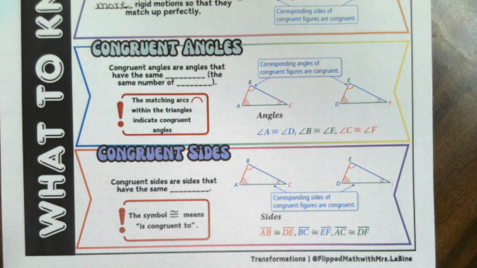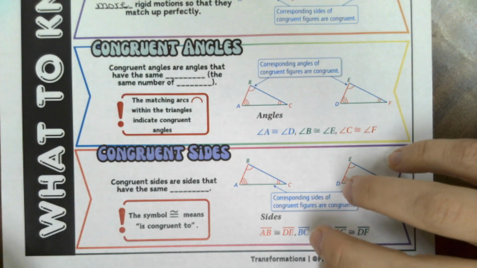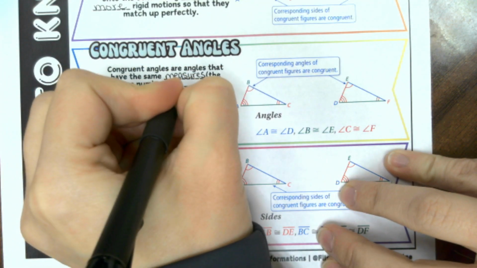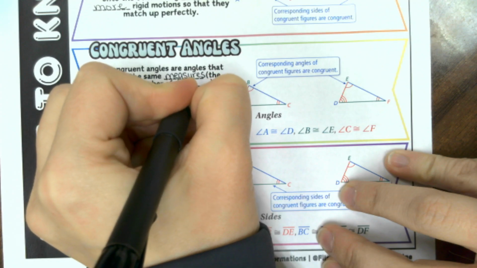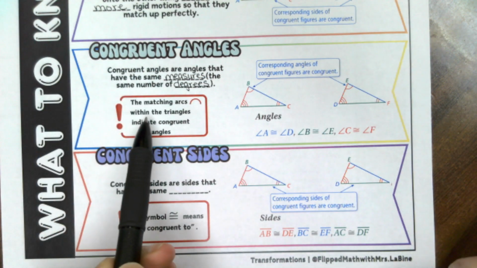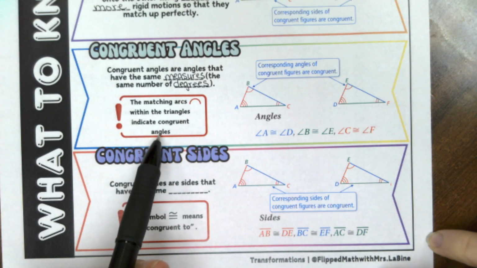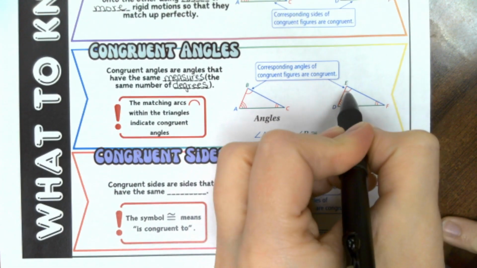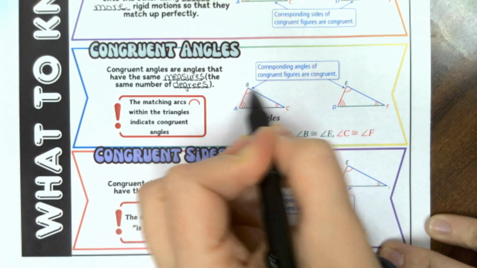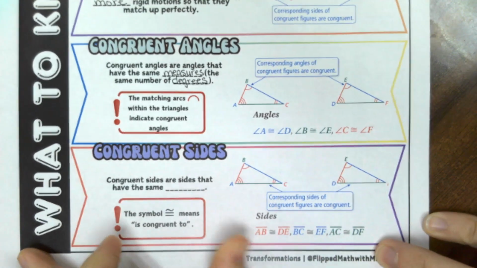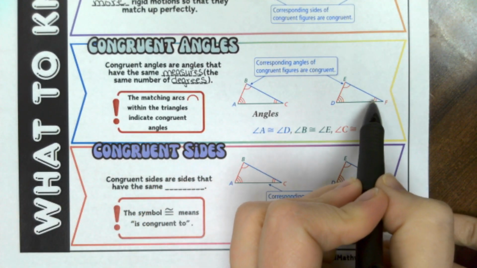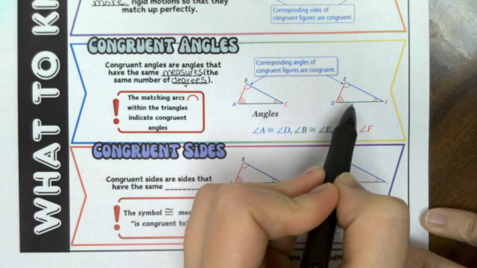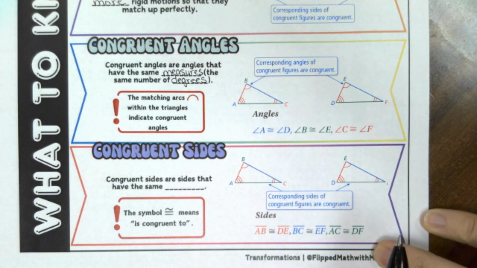So congruent angles are angles that have the same measure. They have the same measures. That means the same number of degrees. Okay, and so the matching arcs within the triangles indicate congruent angles. So that's what I was just saying up here. See how this has one arc and this has one arc. That means angle B and angle E are congruent. This one has 2. This one has 2. That means angle C and angle F are congruent. This one has 3. This one has 3. So A and D are congruent.